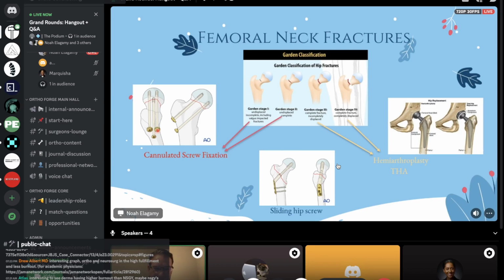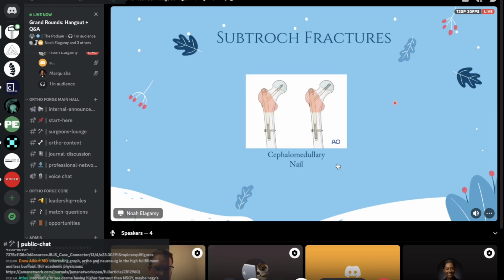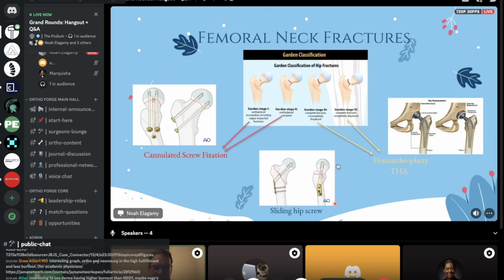And then for displaced, Garden 3 or 4, that's when you're thinking of the arthroplasty option, whether a hemiarthroplasty or a total, for the reasons that Noah just talked about. Yep. And I think that's a good place to end. That last few sentences said in the correct way, if you can memorize that, you're way ahead. You're way ahead of the game.